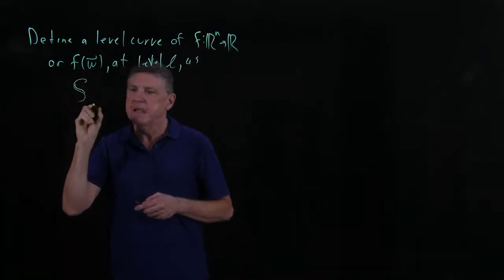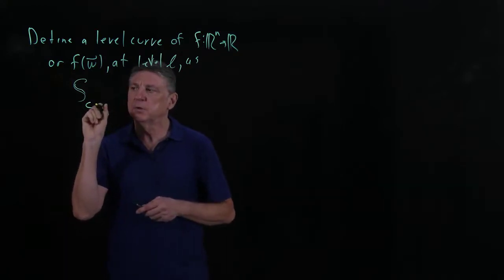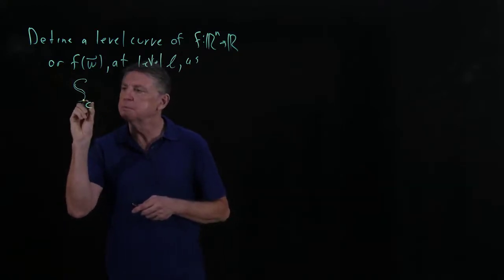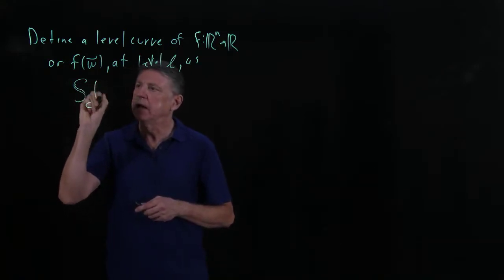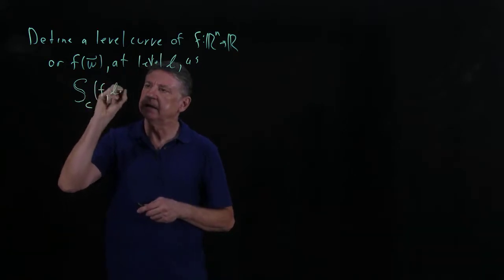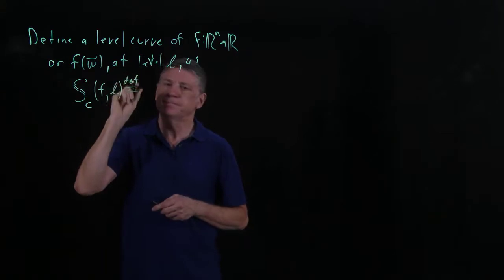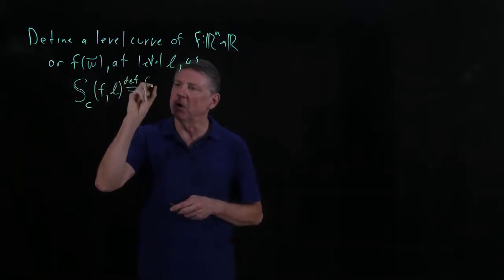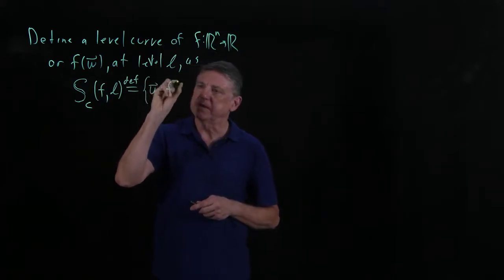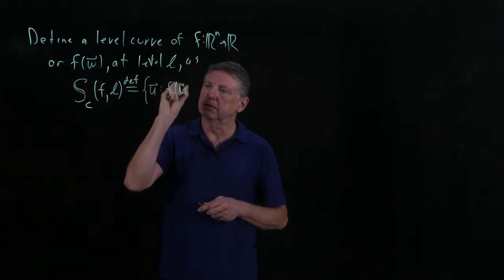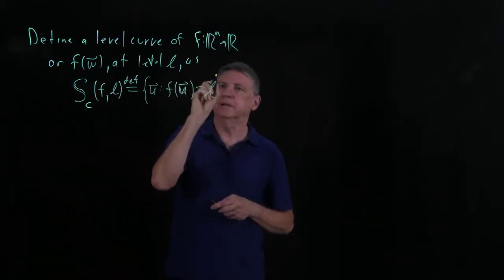the set, and we'll put a subscript C to indicate curve. Later we'll use a different little symbol, but this will be script S, subscript C, and this is a function and a level, and we will define this as the set of all vectors in the vector space such that when we take that U vector as the argument of F, it's at level L.